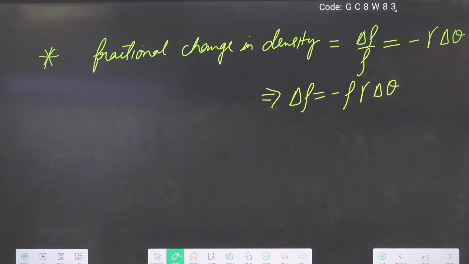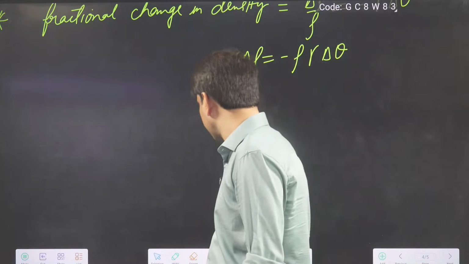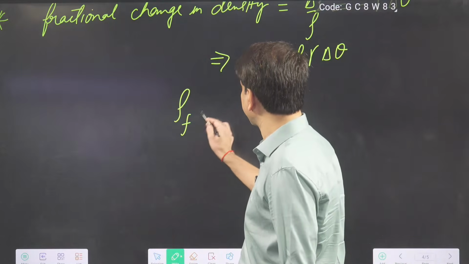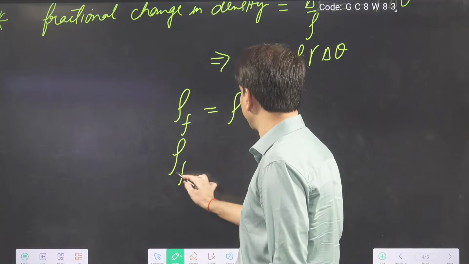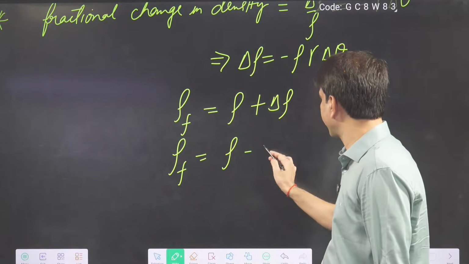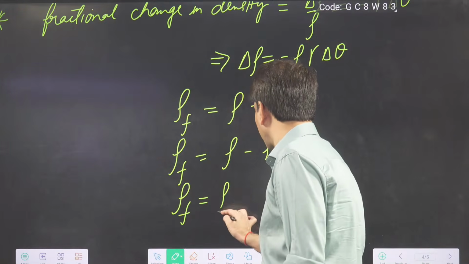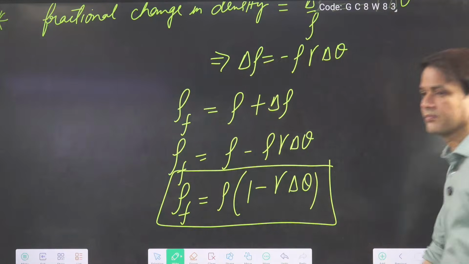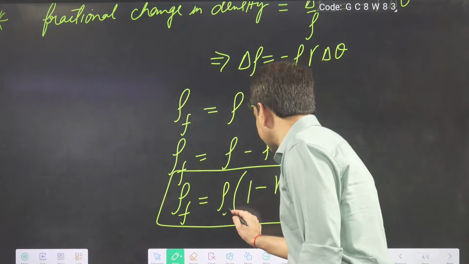So delta rho, what can I write? Delta rho I can write as minus rho gamma delta theta. Okay. Then, if I am asking what is the final density, the final density I can say is the initial density plus delta rho. Putting the rho value here, rho minus rho gamma delta theta, what will we get for rho final? Rho common into 1 minus gamma delta theta. So the final density is the initial density into 1 minus gamma delta theta.